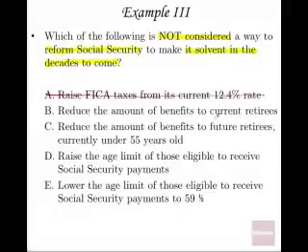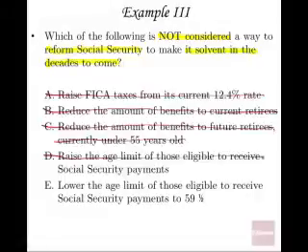Reduce the amount of benefits to current retirees. Again, that would be very unpopular, but it is a possible way to deal with Social Security. C, reduce the amount of benefits to future retirees currently under 55 years old. Again, that's one way to bring about long-term solvency of the program. Raise the age limit of those eligible to receive Social Security payments. Again, that's something that already has been put into place. For you guys watching, it's probably going to be the case where you're not going to be able to draw Social Security until you're 67, maybe 70 or 75 even.